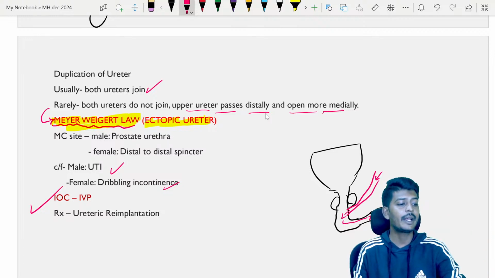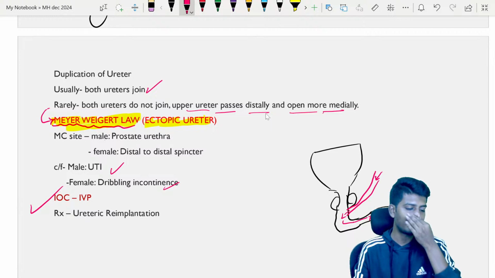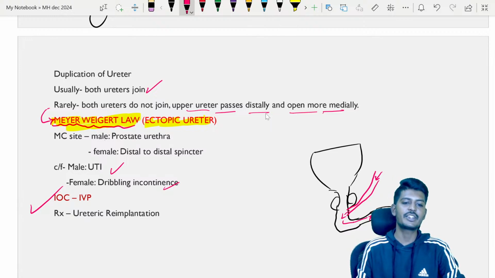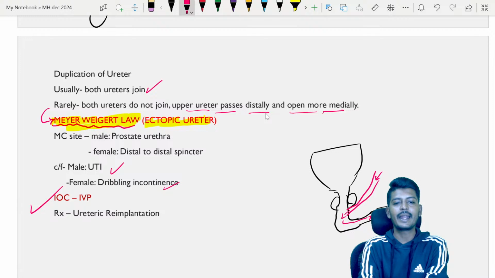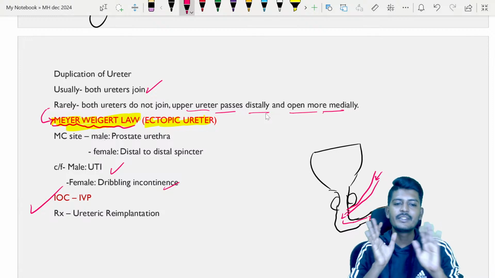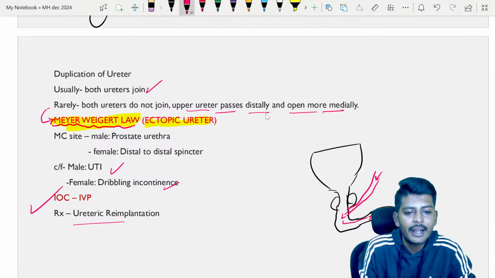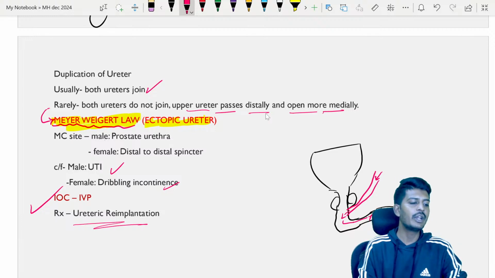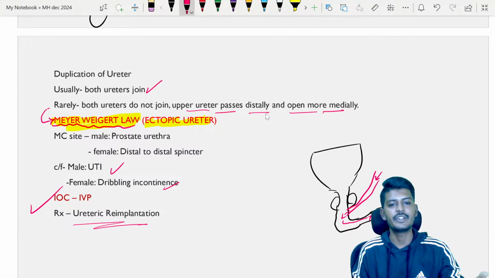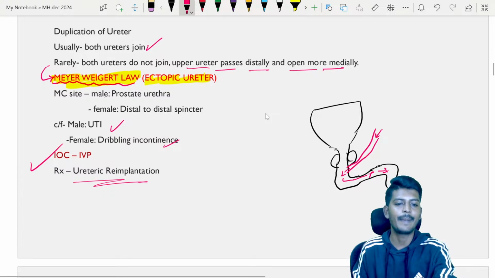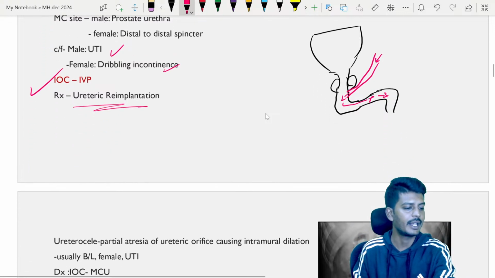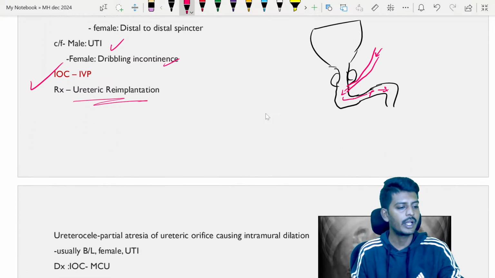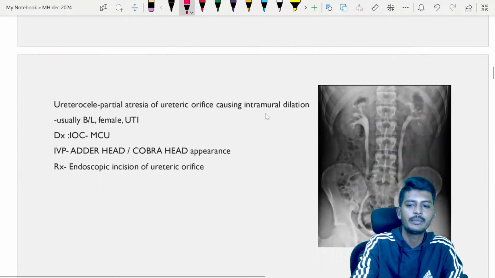To study the anatomy, contrast-based basic investigations will also do the trick. So the investigation of choice is IVP. But here you don't cut the pelvis, you don't do anything, just re-implant the ureter. Okay, ureteric re-implantation would be sufficient. Re-implantation, that's a sufficient treatment we can do. Let me continue to the next one.